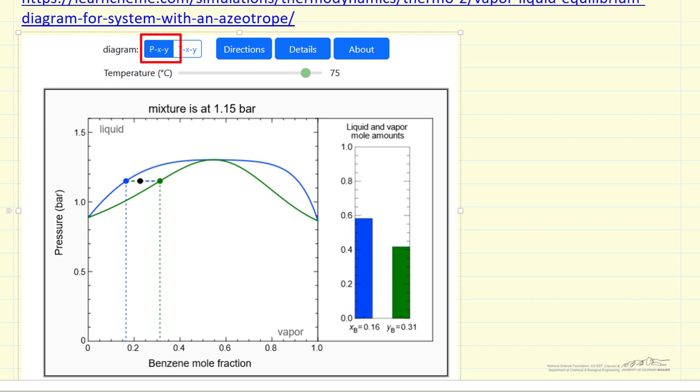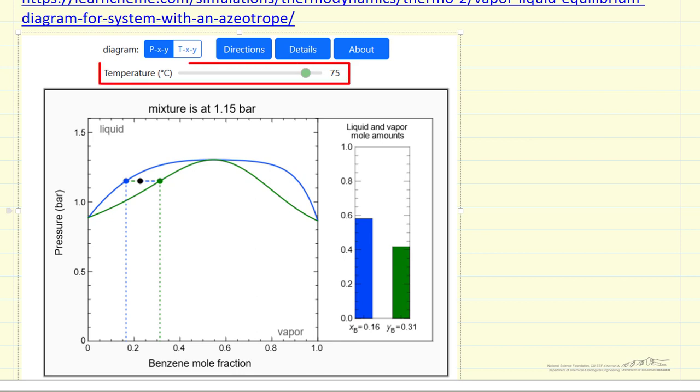So we can select PXY, and you can see there's a maximum pressure. The azeotrope is where the mole fraction of the liquid and the vapor are equal. You'll notice that at lower mole fractions, the vapor phase is enriched in benzene, but at higher mole fractions, the liquid phase is enriched in benzene.